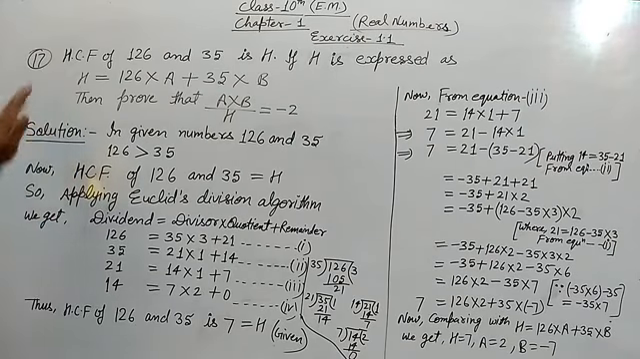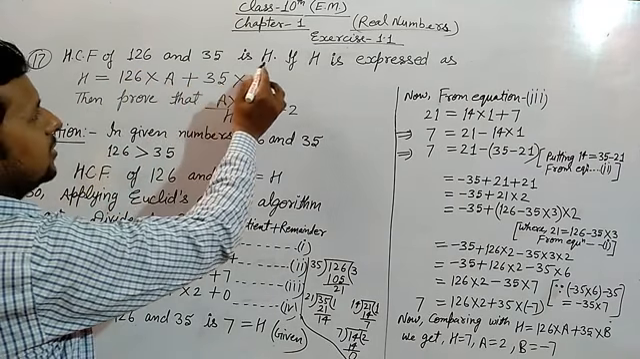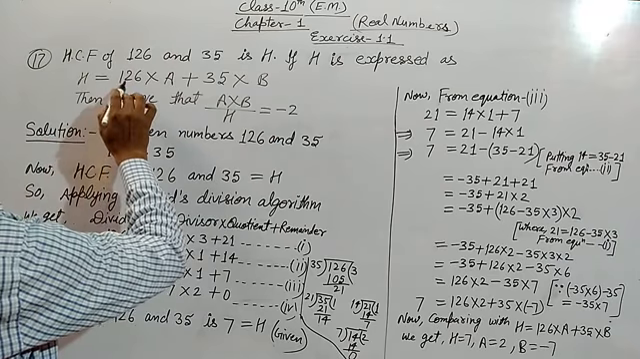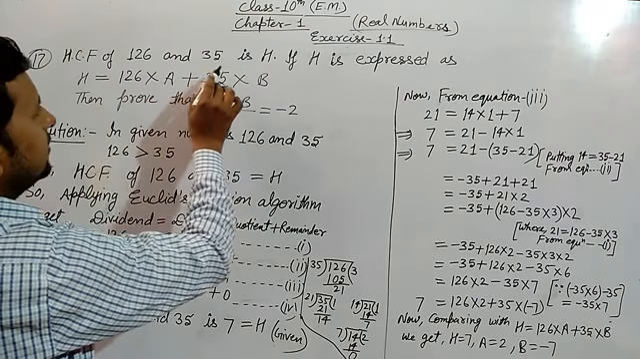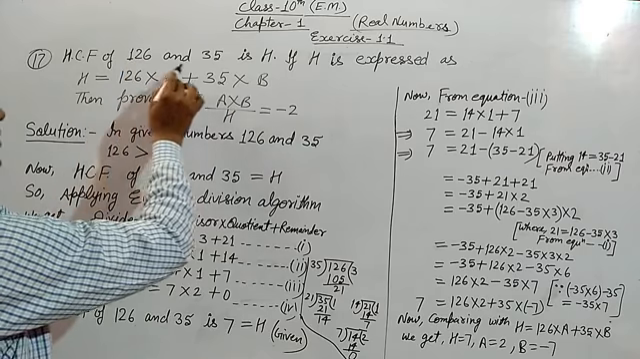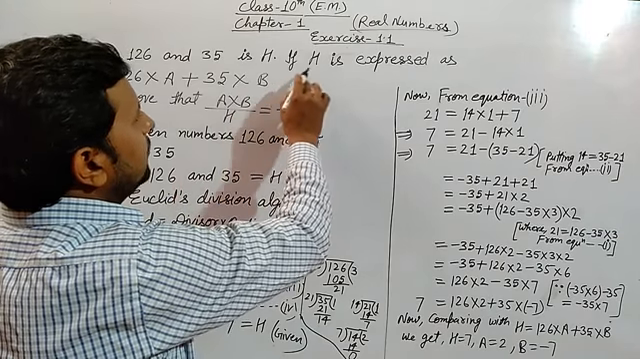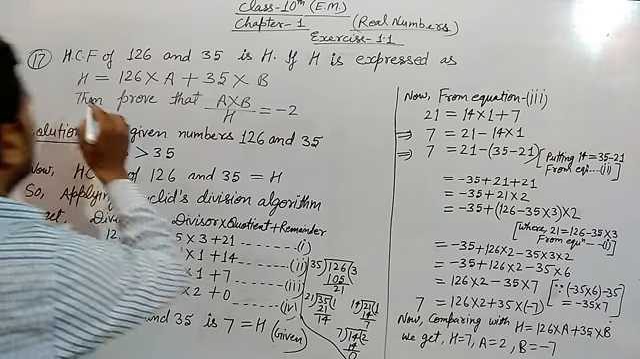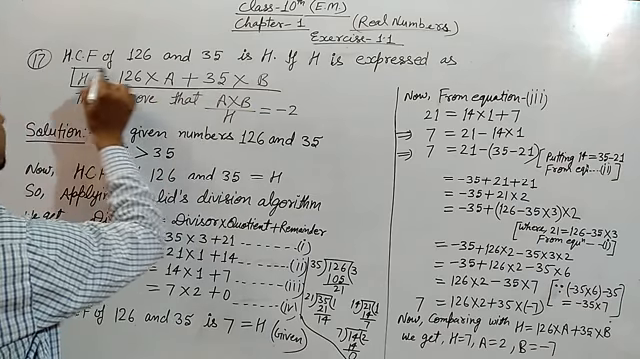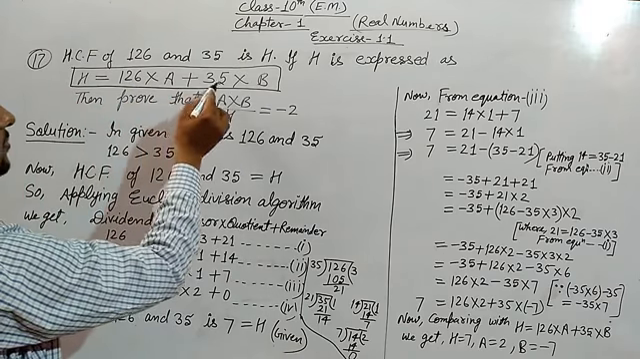Now we see our question number 17. The HCF of 126 and 35 is H. Given that the HCF of 126 and 35 is capital H, that is, when we get the HCF of 126 and 35, that value is equal to capital H. It is given that capital H is expressed as capital H is equal to 126 into A plus 35 into B.